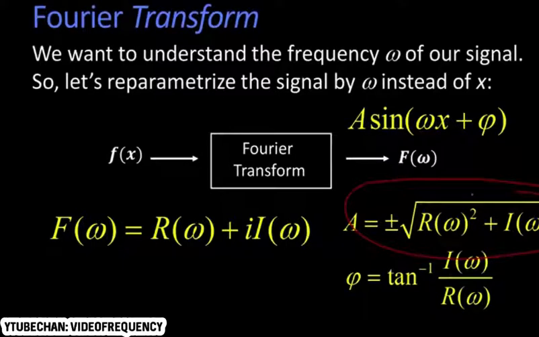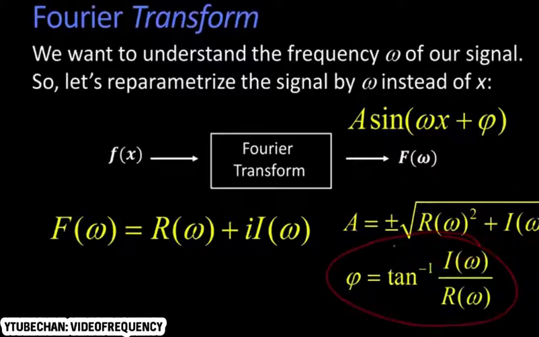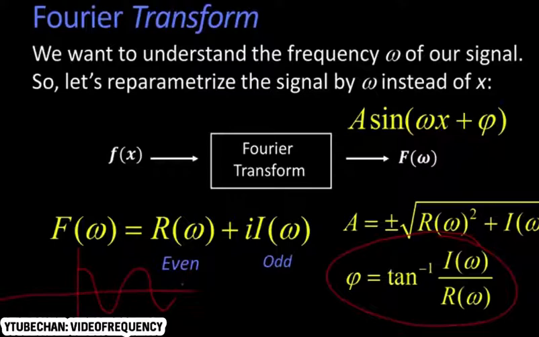And the phase, the relationship between these, is going to be written this way. It's the arctangent of the imaginary over the real. The thing that's missing here is the idea that the real part is due to the even function, and the imaginary part is due to the odd. If I have a function here, this is my cosine function, and that's even with respect to the origin. That is, it's symmetric about the origin.